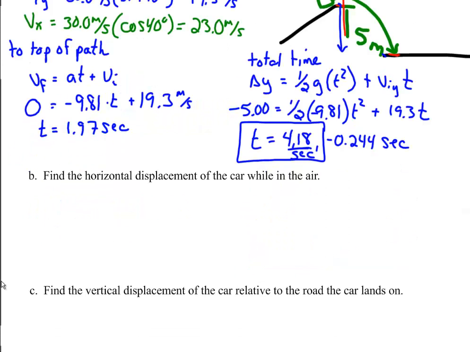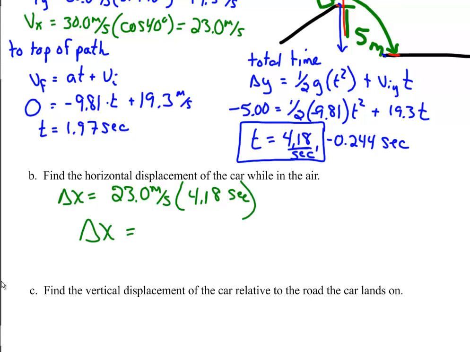Okay, now we want to find the horizontal displacement of the car. Well, we found the horizontal velocity component, and it's constant. We found the time our projectile, our car, is in the air, so we can find our horizontal displacement by taking our velocity, 23 meters per second, times our time, 4.18 seconds. And the horizontal distance the car travels is 96.1 meters.